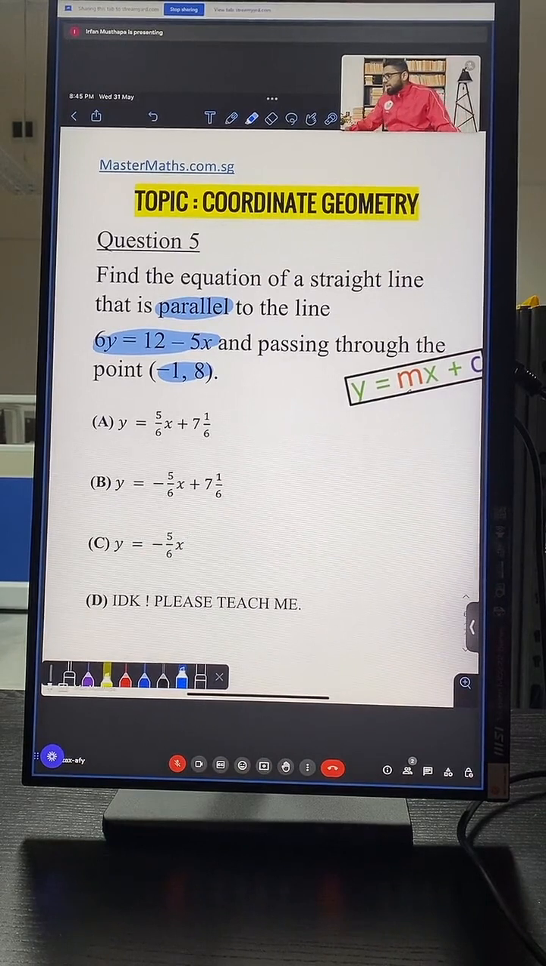How do I find the equation of this straight line? Nur Husna, welcome to the live as well. Miss Nur Husna. Welcome, Miss Nur Husna. Good day to you.